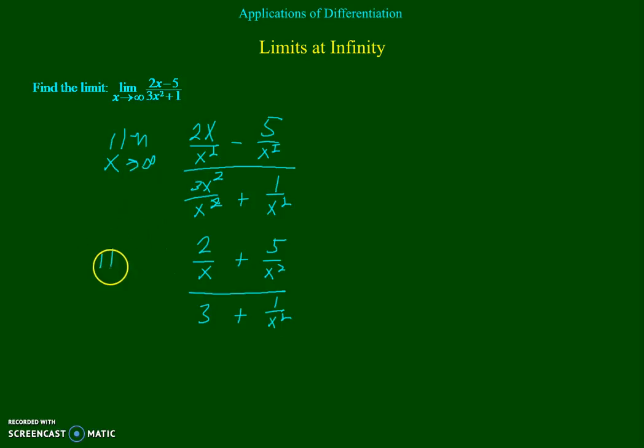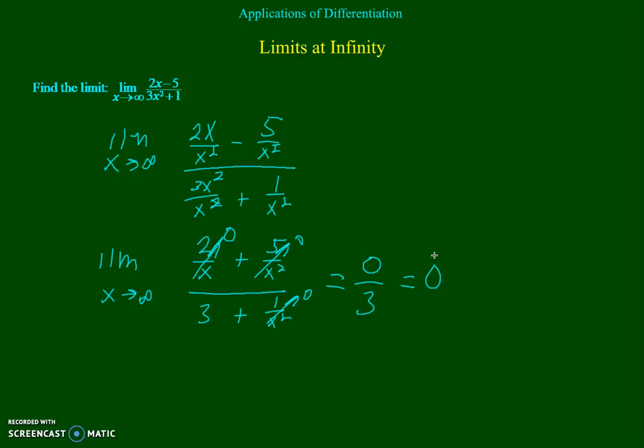And as I take the limit as x approaches infinity, this number goes to 0, this number goes to 0, and this number goes to 0. But as you can see, this is 0 over 3. 0 divided by anything is 0. So 0 over 3 is 0.